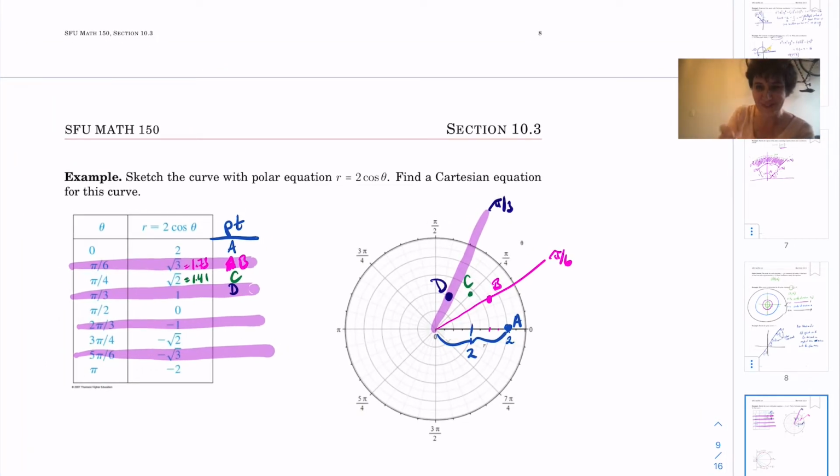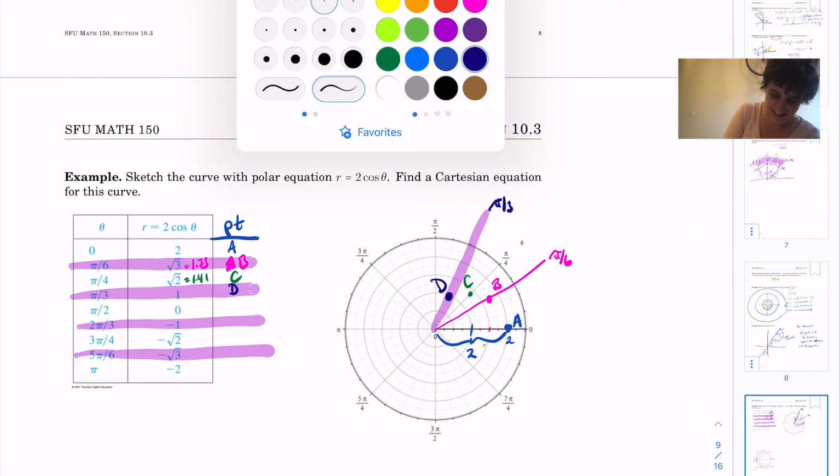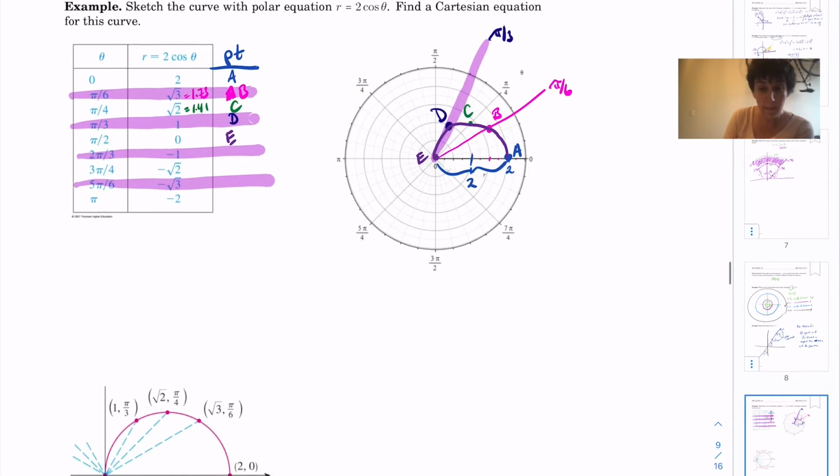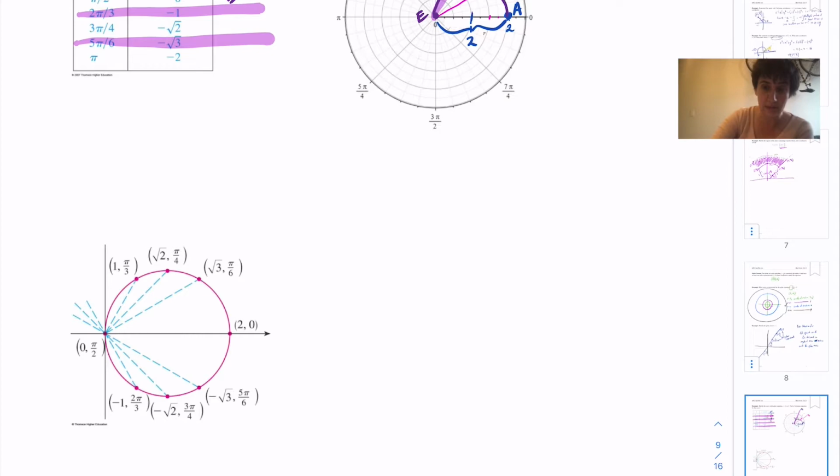And then pi over 2, very happy to see that. Let's go with E. Pi over 2, and back to 0 here. Okay, so this is my point E. And so I'm tracing around here, and it seems to be starting to make this sort of semicircular shape. I am going to largely leave it to you to fill in the remaining points. Please do.